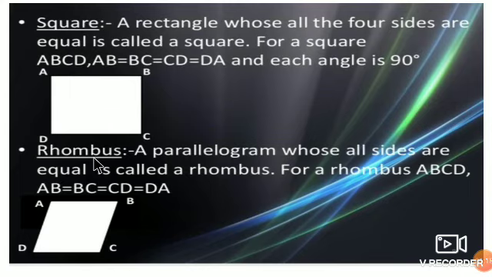Rhombus. A rhombus is also a parallelogram whose four sides are equal in length. So what is the difference between the square and the rhombus? In a square each angle is of 90 degrees and a rhombus does not have each angle 90 degrees. This is the difference between the rhombus and the square. Square has all sides equal in length. Rhombus also has all sides equal in length. The difference is in its angles.